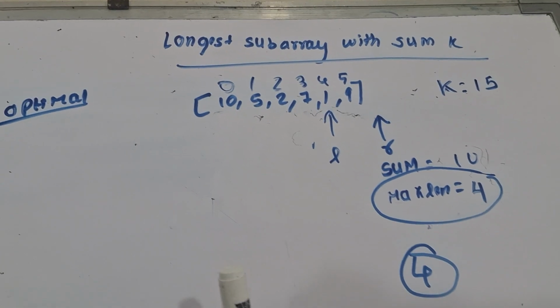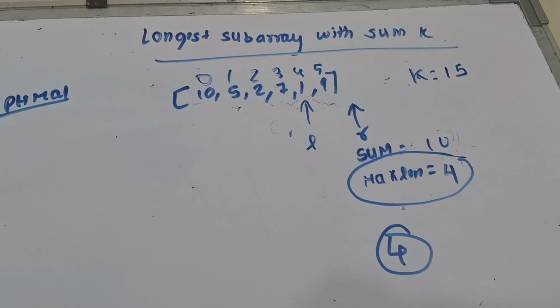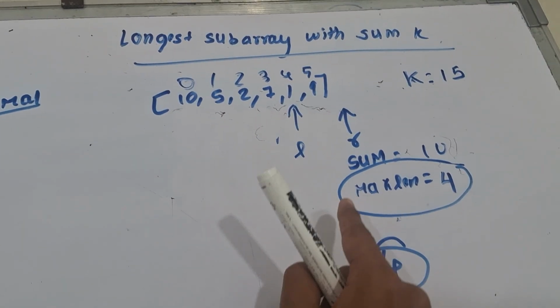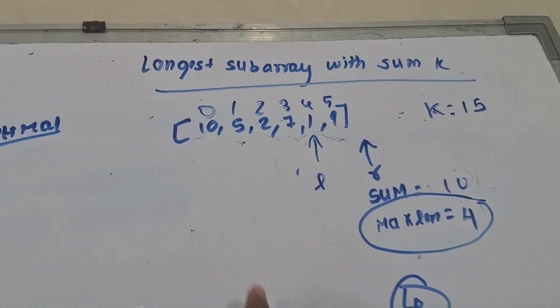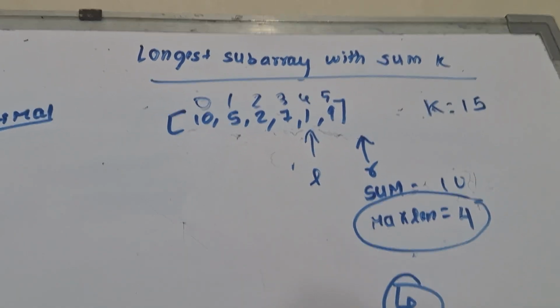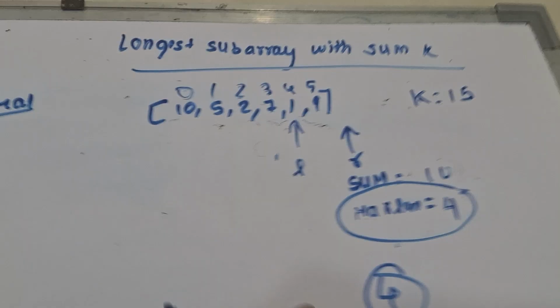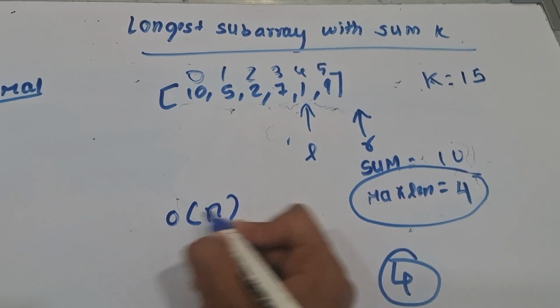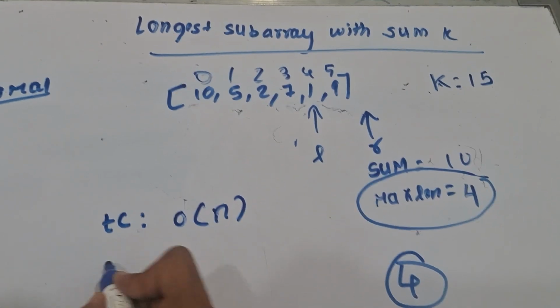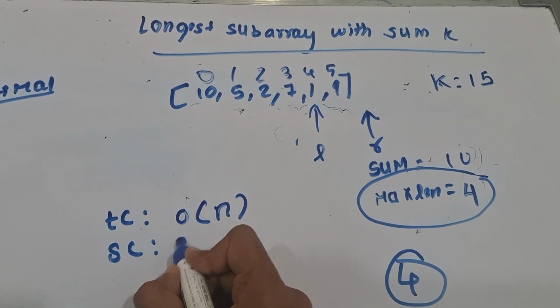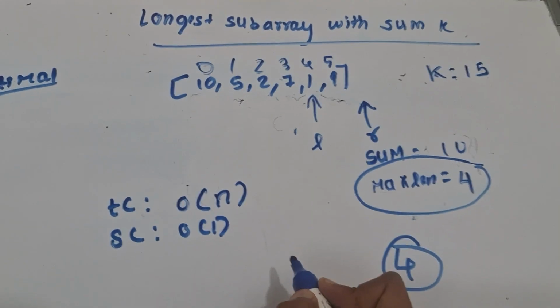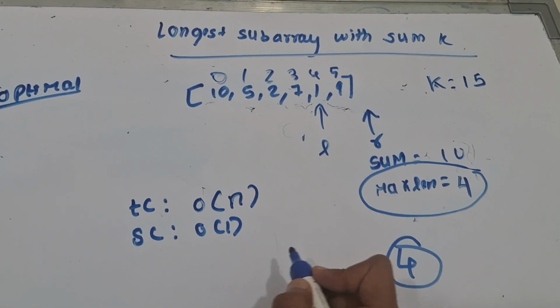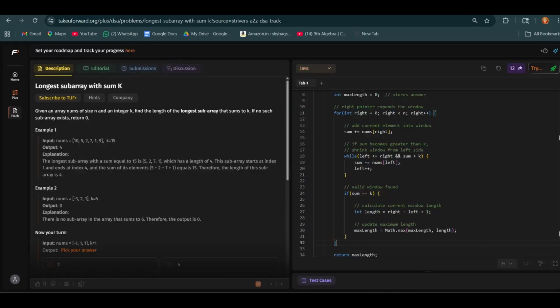So as our left pointer moves from left to right only once, and our right pointer also moves from left to right only once without moving backwards, our overall time complexity becomes big O of n. This is our time complexity, and our space complexity is still big O of 1 as we have not used any extra space. So this was the optimal approach.